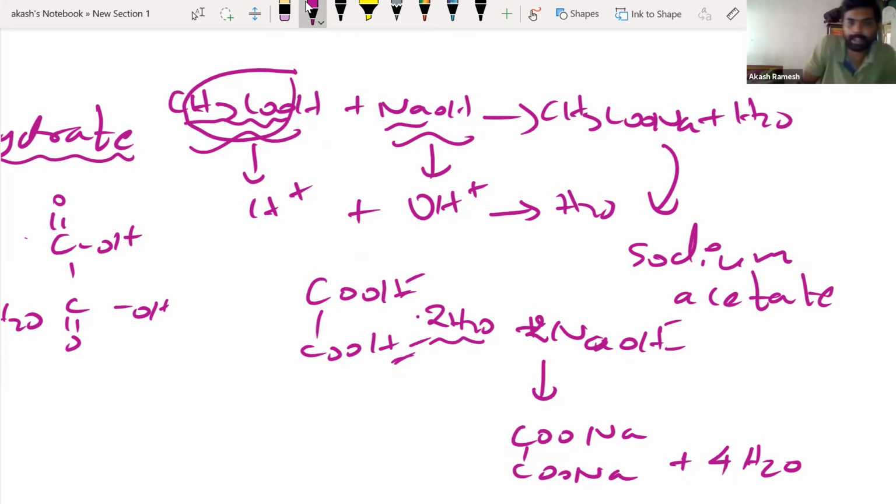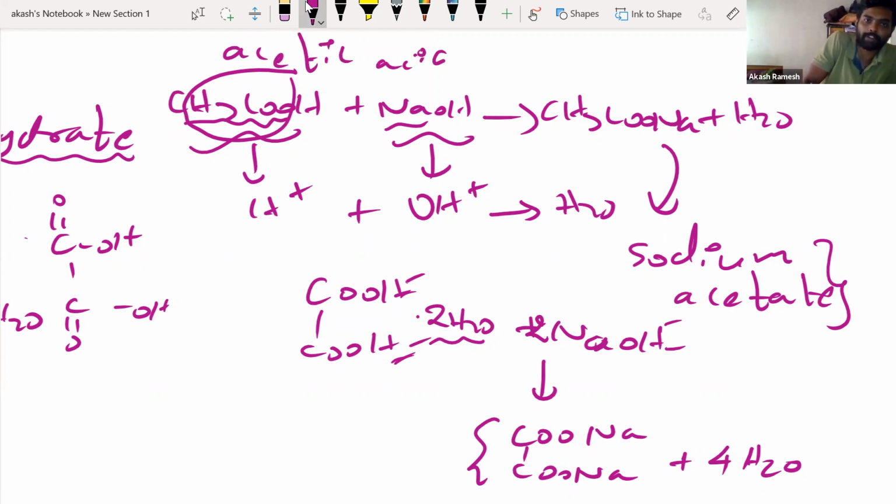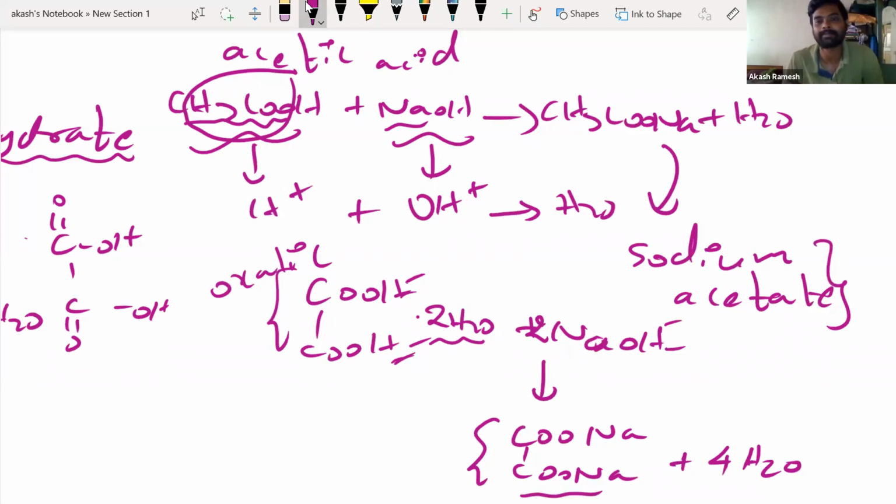So this particular one, any guesses? What will be the name of the salt? From looking at here, can you tell me what will be the name of the salt? This is acetic acid, so the salt formed was sodium acetate. Now I know this is oxalic acid. So can you tell me what will be the name of the salt? Sodium oxide. Almost correct. Oxalate, sir. Oxalate, right? No issues. So it is sodium oxalate.